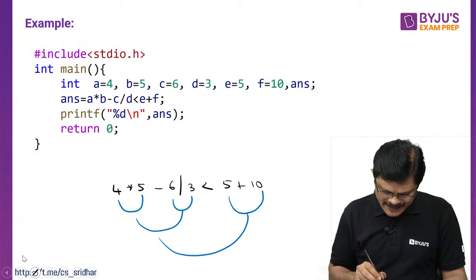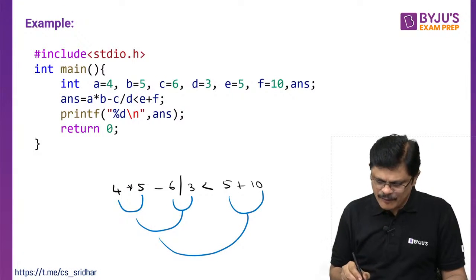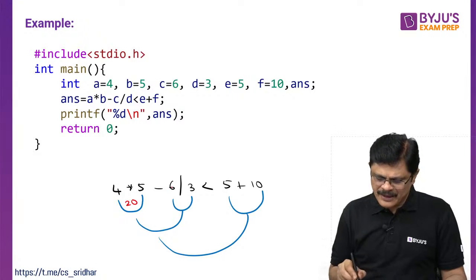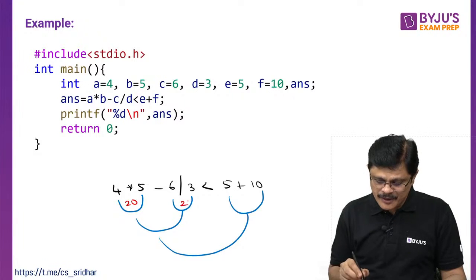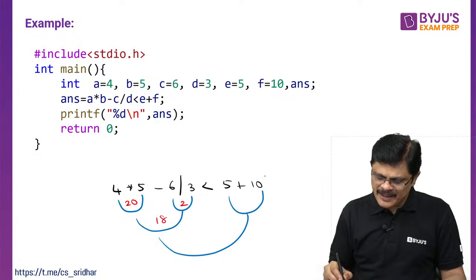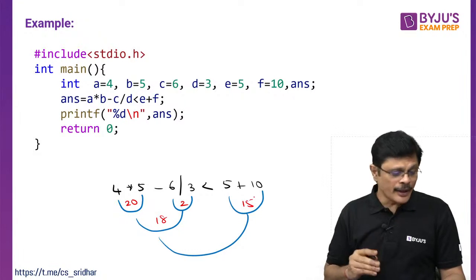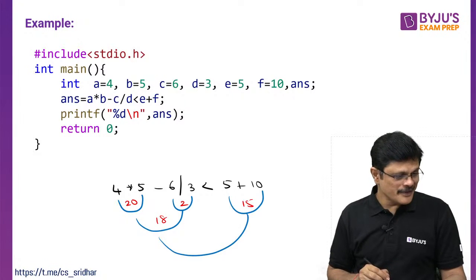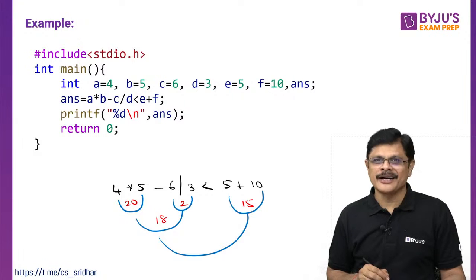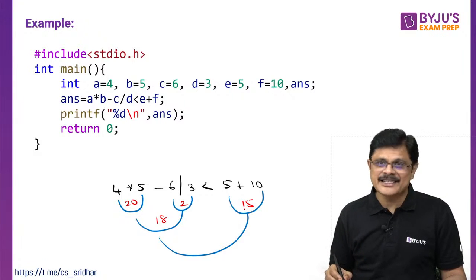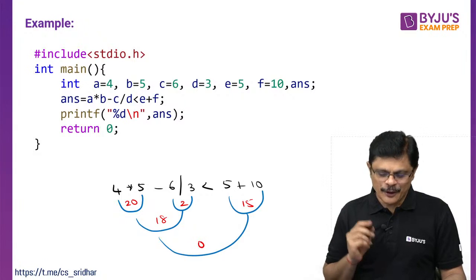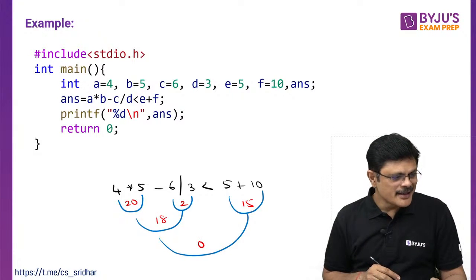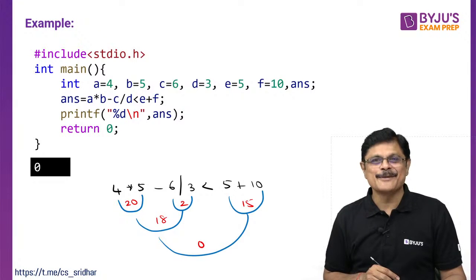So let us fill the blanks. 4 into 5 is 20, and here we have to simplify this. 6 by 3 is 2. 20 minus 2 is 18. Here 5 plus 10 is 15. Now 18 is less than 15. Very good, Nandini. Perfect. 18 is less than 15 is false. 0 should be the answer. So when you print the answer, you get simply 0, my dear friends.